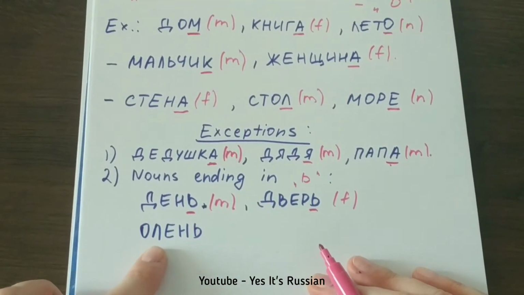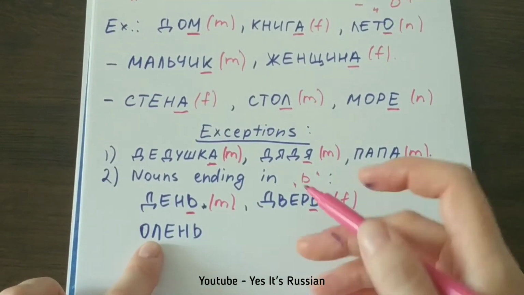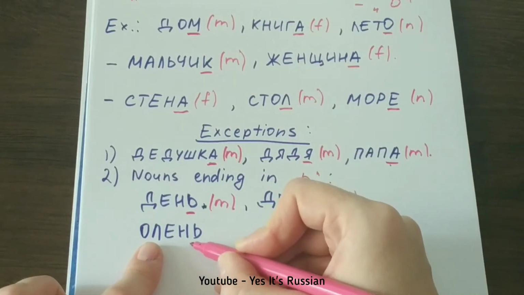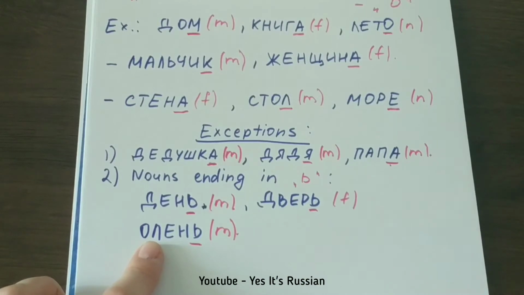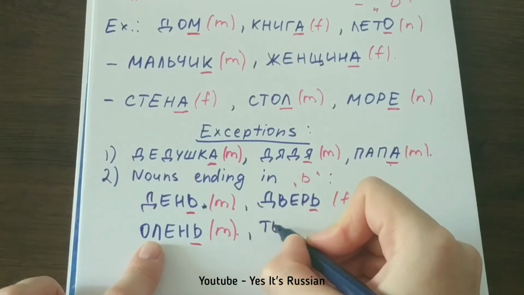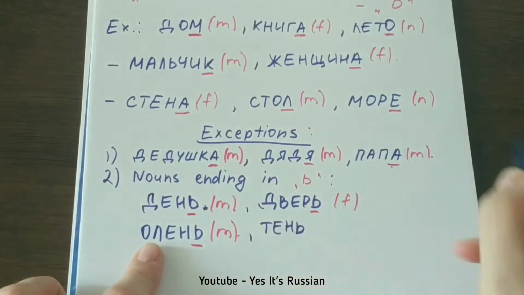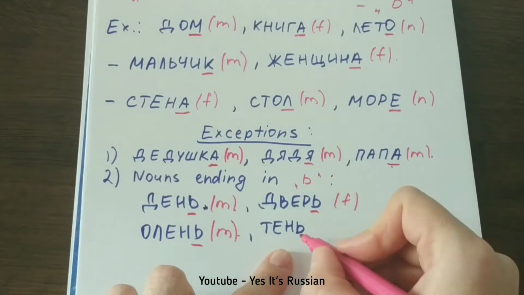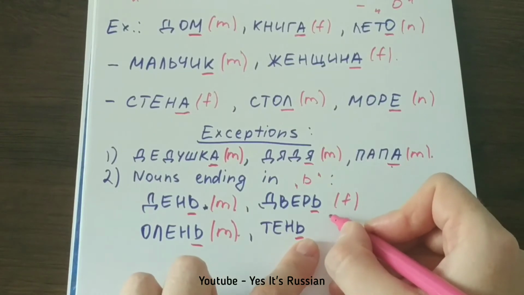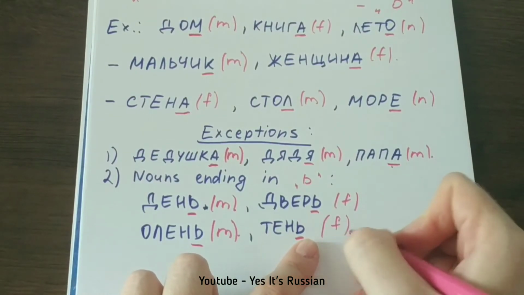Олень. Олень meaning deer. It is also ended in a soft sign and it is of a masculine gender. Another example is this one: тень. Тень meaning shadow. It is ended in a soft sign and it is of a feminine gender.